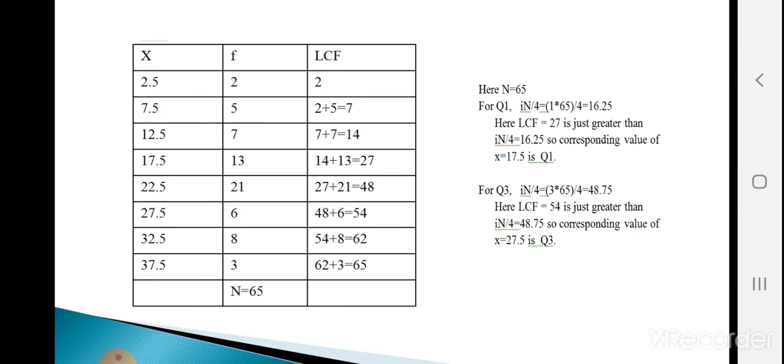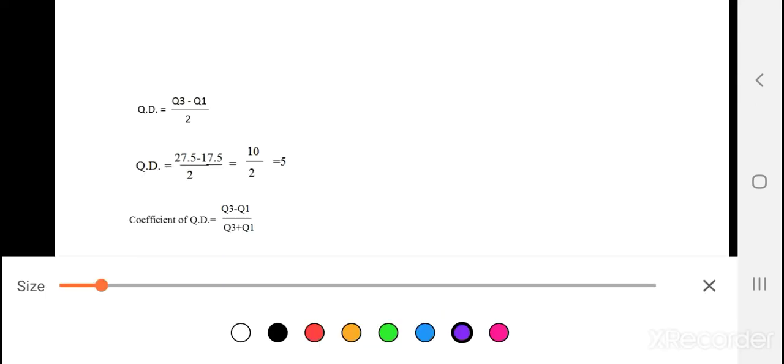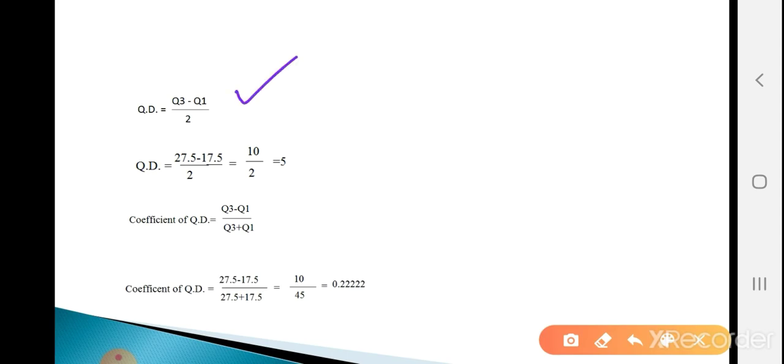Now just find out the quartile deviation and coefficient of quartile deviation. How to calculate the quartile deviation? Formula is Q3 minus Q1 divided by 2. Q3 value is 27.5 and Q1 is 17.5. So 27.5 minus 17.5 divided by 2, that is 10 divided by 2, that is the QD value is 5, that is quartile deviation is equal to 5.